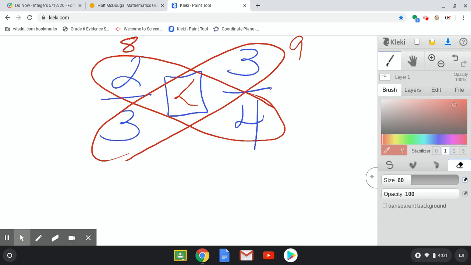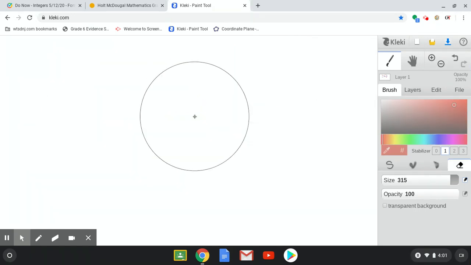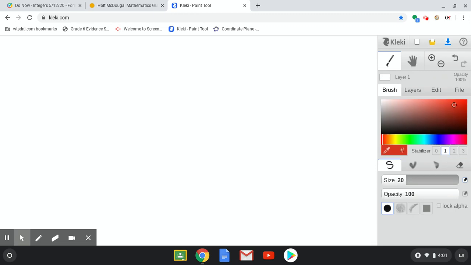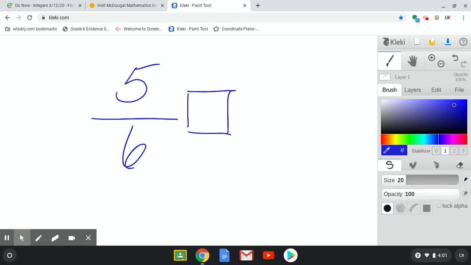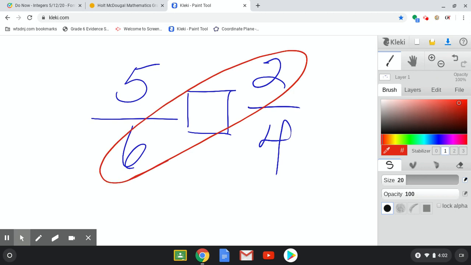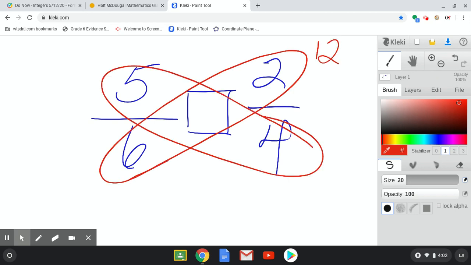Let's do another one. Okay, so let's say I had 5/6, and I'm comparing that to 2/4. Okay, so I'm going to cross multiply. 6 times 2 gives me 12. 4 times 5 gives me 20. And because 20 is greater than 12, 5/6 is greater than 2/4.